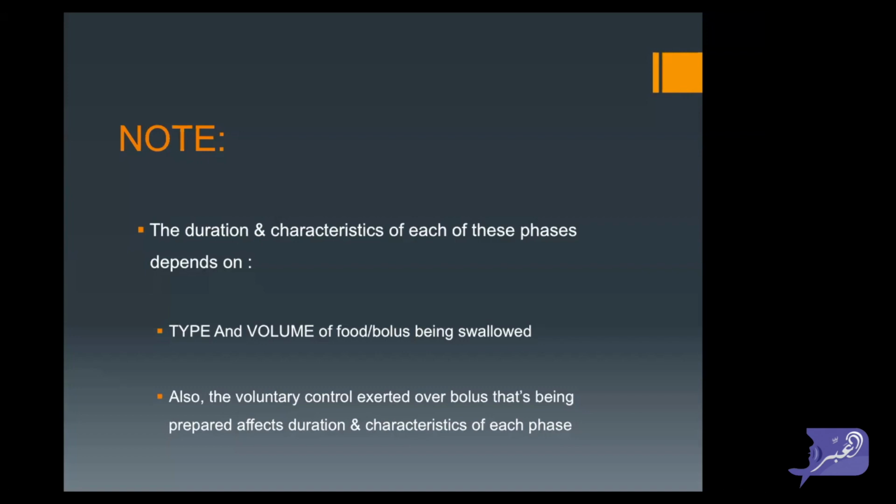If it's a small bolus, and you see that happen with neurogenic disorders like Parkinson's, then you'll see multiple swallows of something that's very small. That is disordered and that is abnormal. So keep in mind the type and volume of the bolus. How long is it taking? Does it make sense to you that it is taking more than 5 seconds for somebody to chew a small piece of biscuit? And again, what also affects these phases is the voluntary control exerted over the bolus. So how much muscular control does the patient have, and how good is the coordination that's happening?